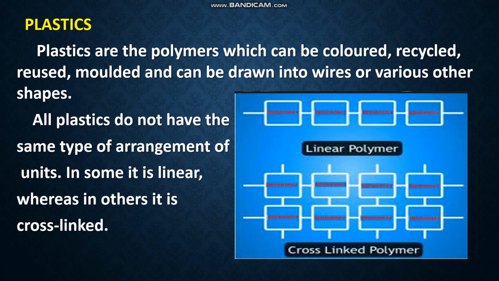So as this is made up of single units, the small units can be joined together in a linear way or in a cross-linked way. So based on that, all plastics do not have the same type of arrangement of units. In some it is linear, the small units you can see here joined together in a linear manner, and some it is cross-linked.